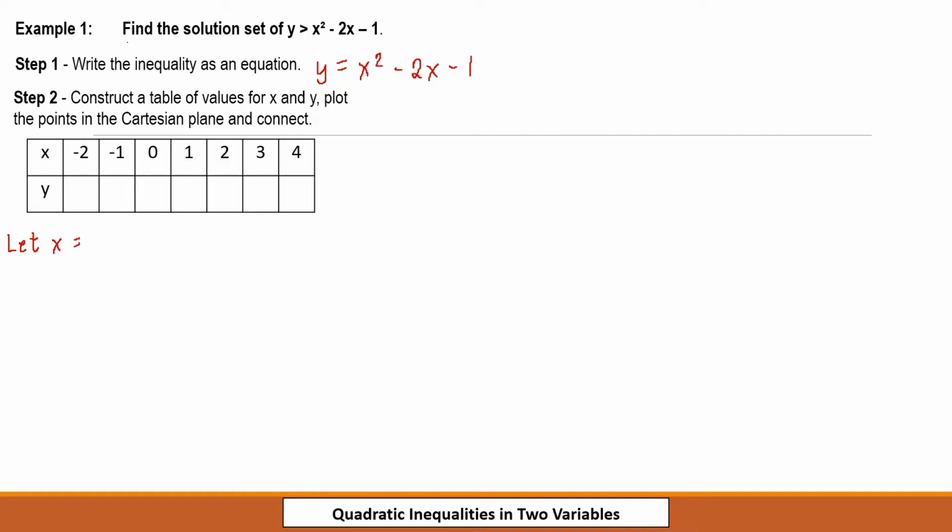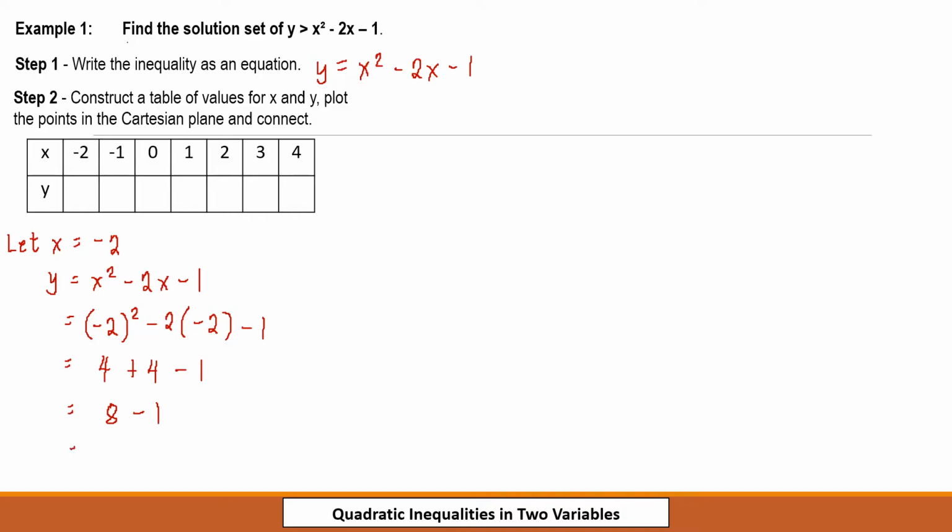Let x be equal to negative 2. So we will substitute negative 2 in the equation y is equal to x squared minus 2x minus 1. So we have negative 2 raised to the second power minus 2 times negative 2 minus 1. Negative 2 squared is 4. Negative 2 times negative 2 is positive 4 minus 1. 4 plus 4 is 8. 8 minus 1 is equal to 7. So when x is negative 2, y is equal to 7. So let's write it in our table of values.